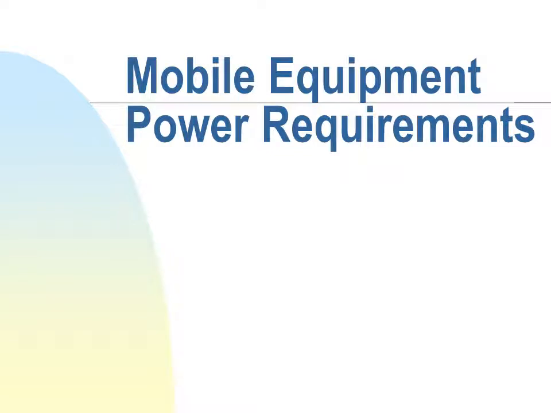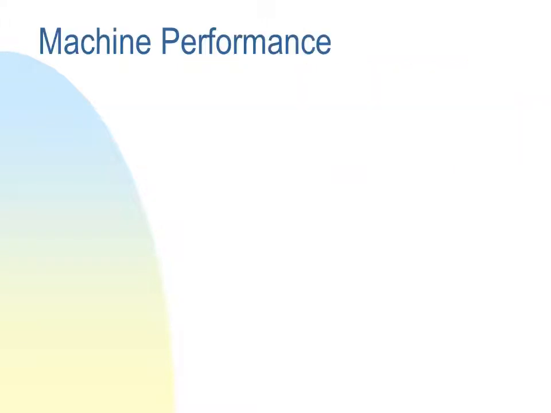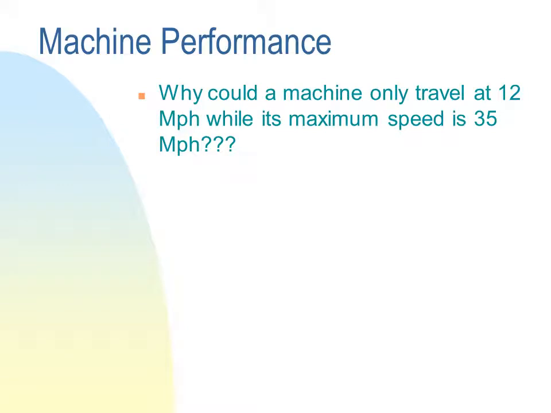Hello everybody, this is the presentation on mobile equipment power requirements. We'll be covering something very important, which is answering a major question: how come on the meter of your car or any machine you will have a certain maximum speed, however you could never attain that maximum speed, practically speaking. Why is that?